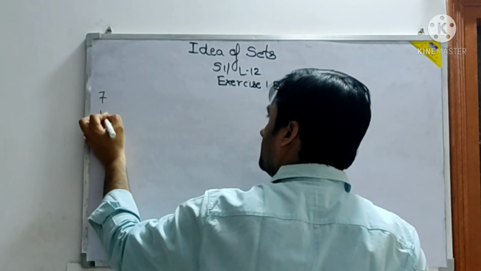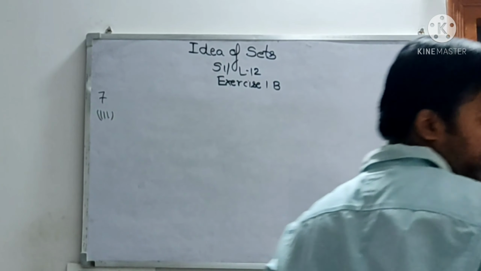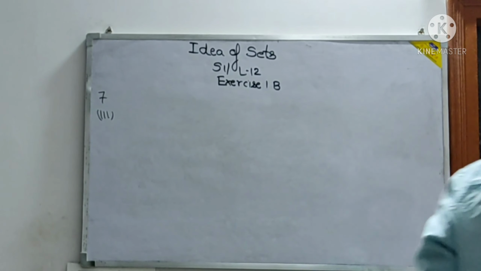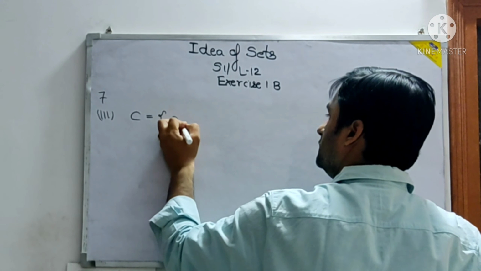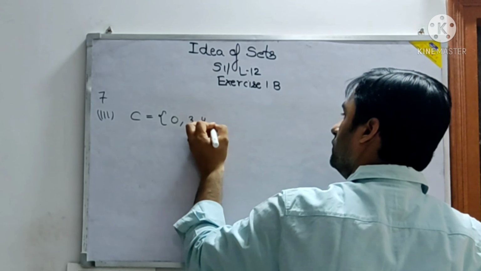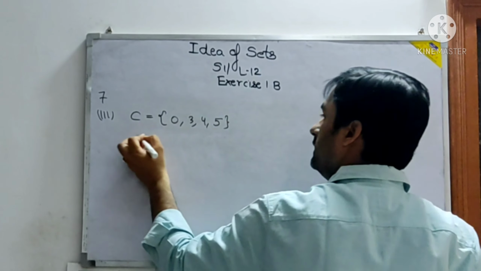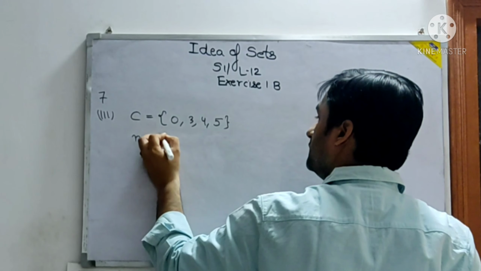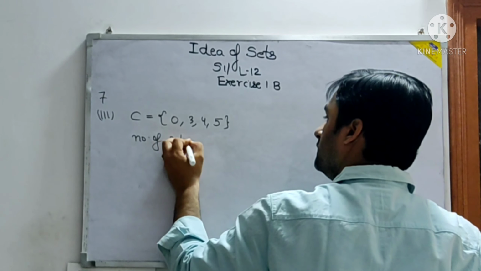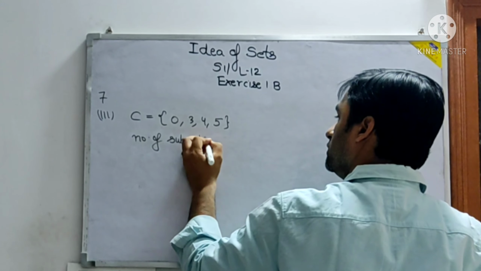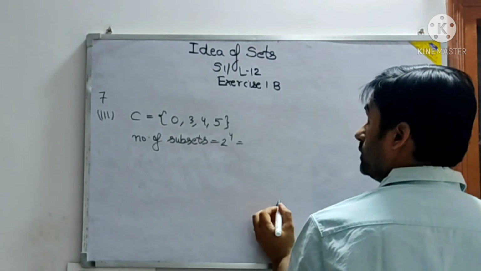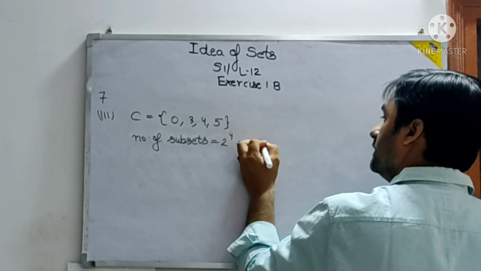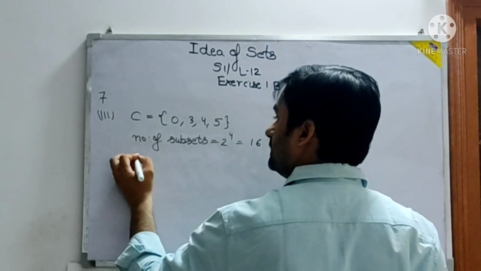Seventh, third part. C is equal to {0, 3, 4, 5}. Number of elements is 4, so the number of subsets is 2 to the power 4. That means 2 to the 4, to the 8, to the 16. Let's write all the 16.